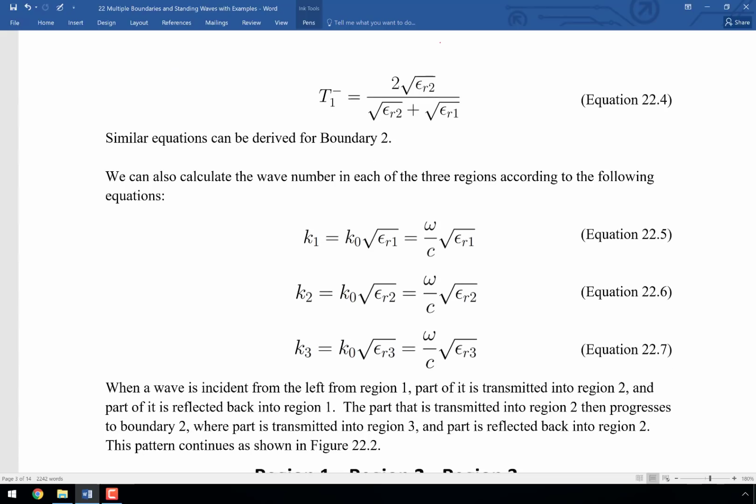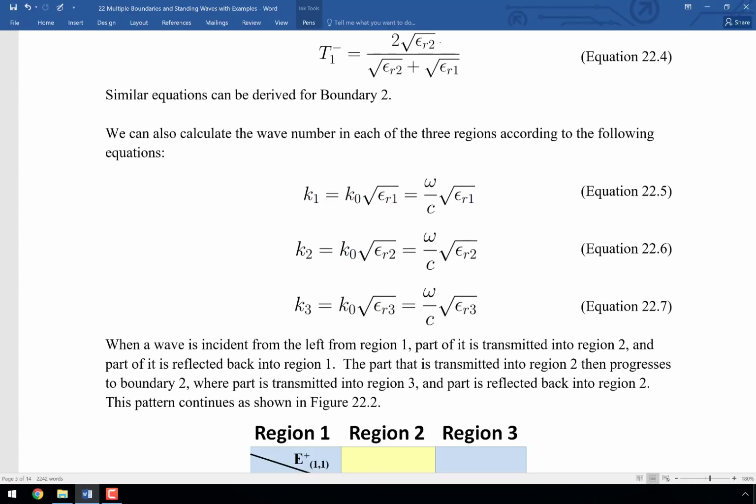We can also calculate the wave number in each of the three regions. You'll remember that the wave number increases as epsilon r increases. So we've got k sub 0, which is the wave number of free space, multiplied by the square root of epsilon r in each region, or we could specify that as omega divided by c times the square root of epsilon r in each region.